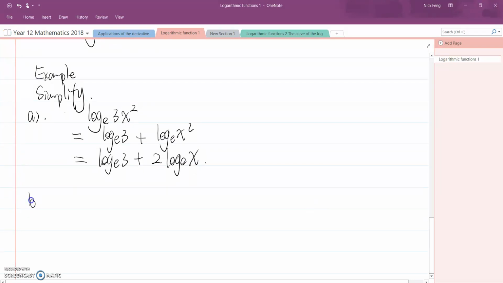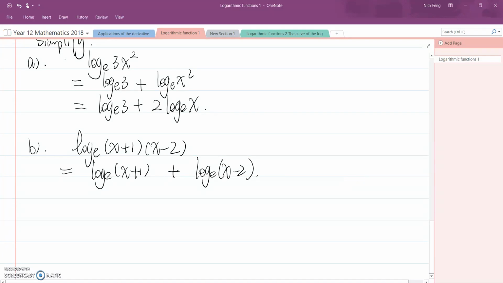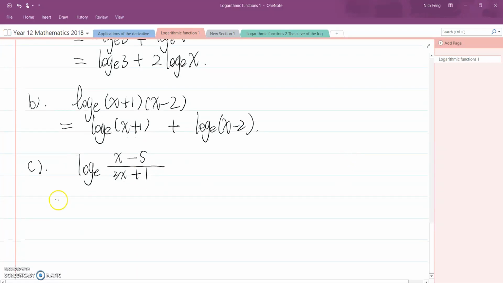Okay, so part B. What happens if we have x plus 1 and then x times x minus 2? Simply just expand it. Well, when I say expand, it means using log law 1. Inside multiplication, outside becomes addition. Okay, what happens if we have something like x minus 5 and 3x plus 1? How do we simplify this? Remember, anything inside the log, if it's division, outside becomes subtraction.